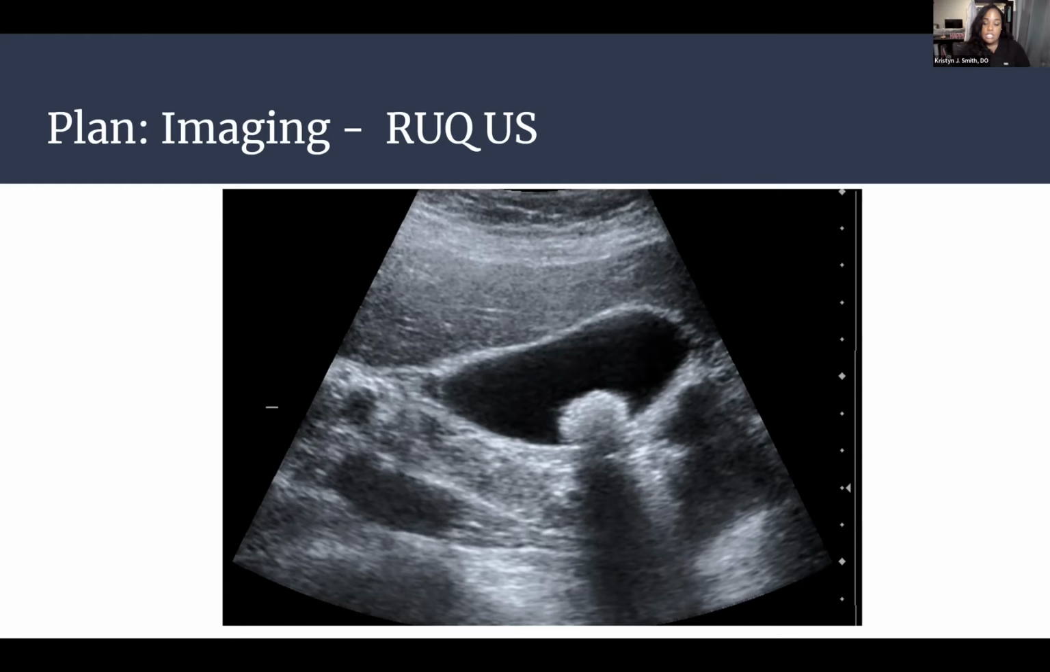And then also consider another sign, which is if the patient has a sonographic Murphy sign. When you're examining the right upper quadrant, if the patient has increased pain when you are examining the right upper quadrant and pressing in with that ultrasound probe, where they have arrest of inspiration, then that is a positive sonographic Murphy sign.